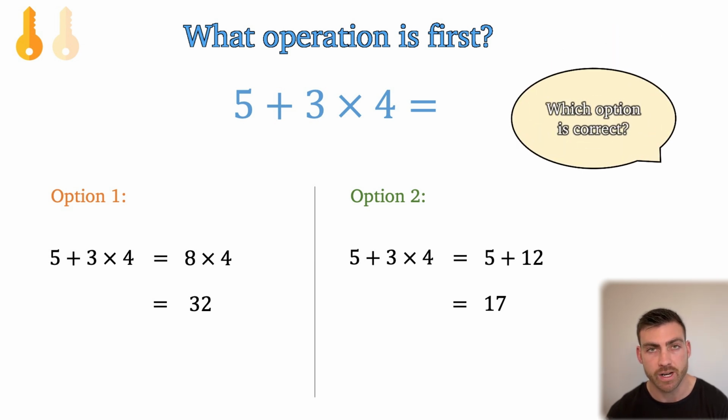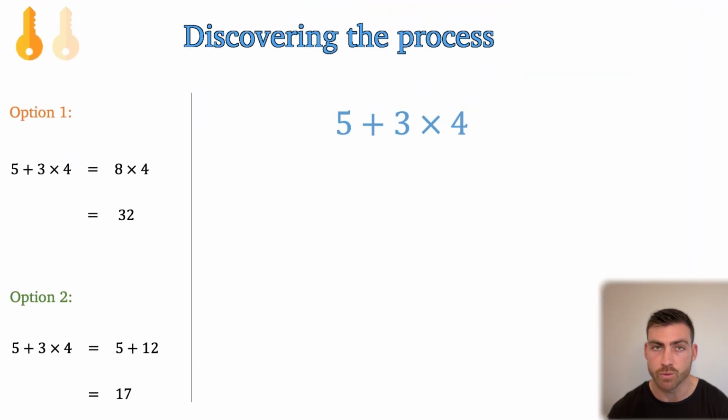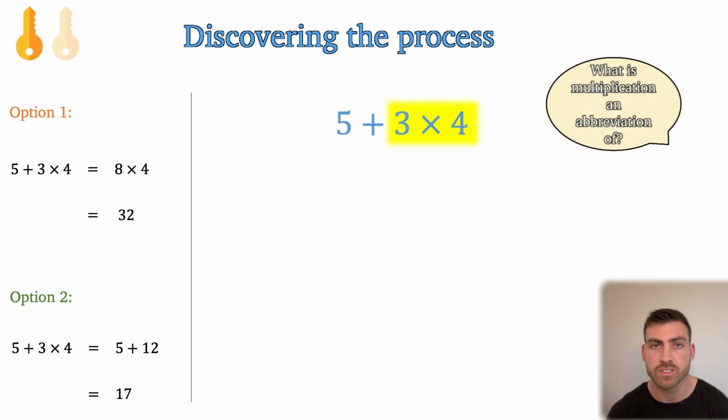Which option is correct? We can't have this uncertainty in mathematics. Since math is a language, we want it to be the same for everyone. Let's discover the correct rules of operations. Looking at multiplication, what does it actually mean? If we go back to 3 times 4, it's an abbreviation of something. Do you know what it's an abbreviation of?